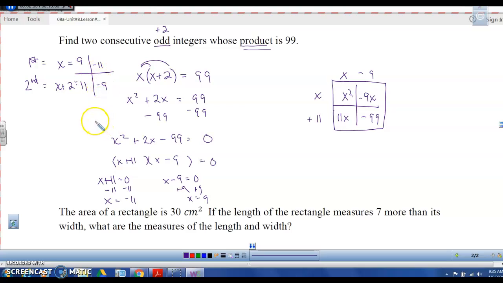If we're not specified, the answers are all of them. So there we go. We have two answers that we can use. Okay, let's try the next question.